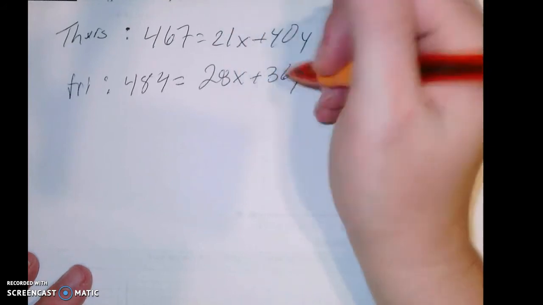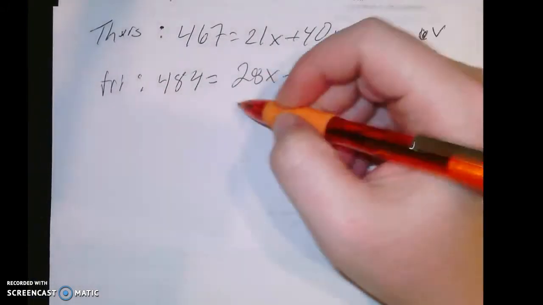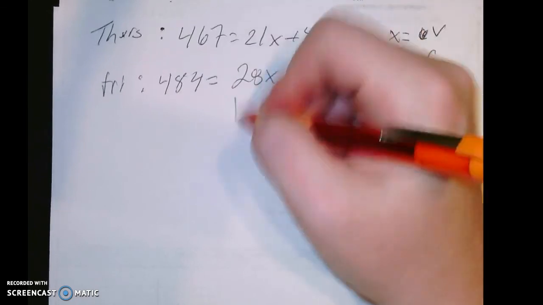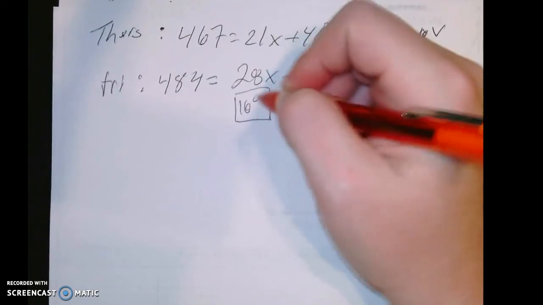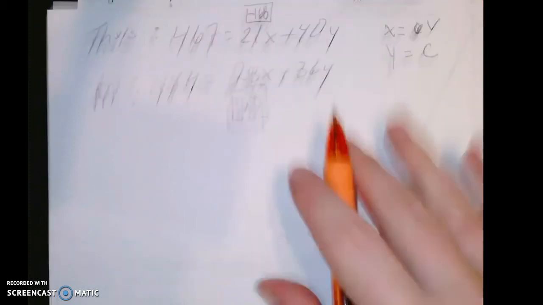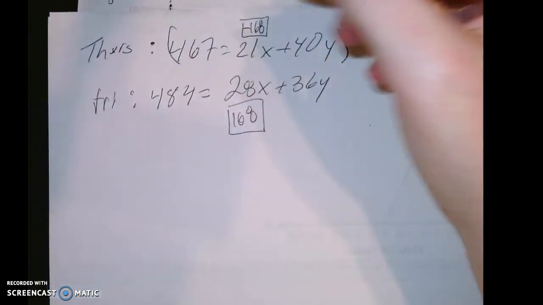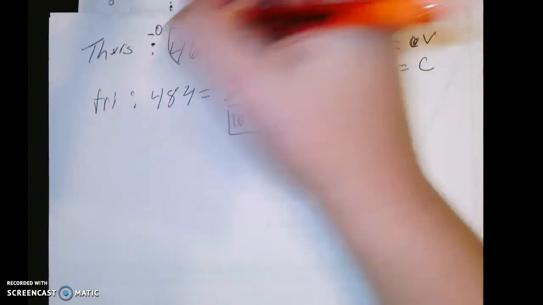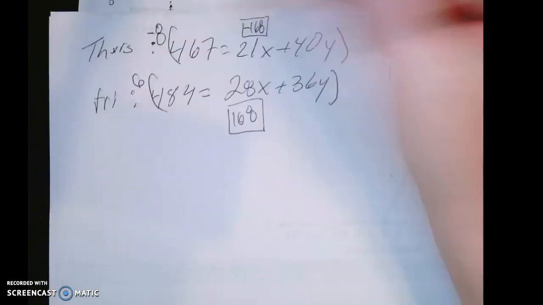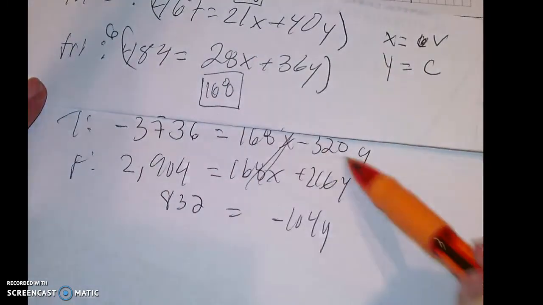I need to think about what these multiples are. I'm going to use my calculator. Be right back. Okay, so after playing around with the calculator, I was able to figure out that I could make this a positive 168 and this a negative 168. I was just playing around with some of these multiples. It took me a minute. So that means that this one needs to be multiplied by negative 8, and this one needs to be multiplied by 6. So once you do that, you get Thursday's equation and Friday's equation.